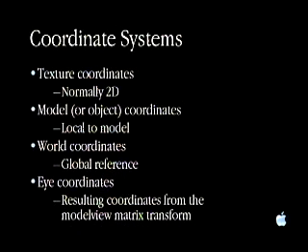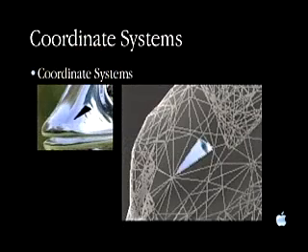We also have model coordinates, or object coordinates, that describe an object within the scope of its own space, as in relative to the centroid of the model. World coordinates are a global reference. It really defines how objects relate to one another in the scope of the world that you're rendering them in. And finally, eye coordinates are the result of a model view matrix transformation on model coordinates to put them in pseudo-world coordinate space.